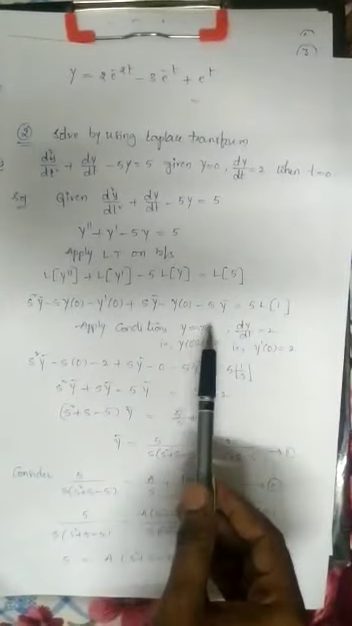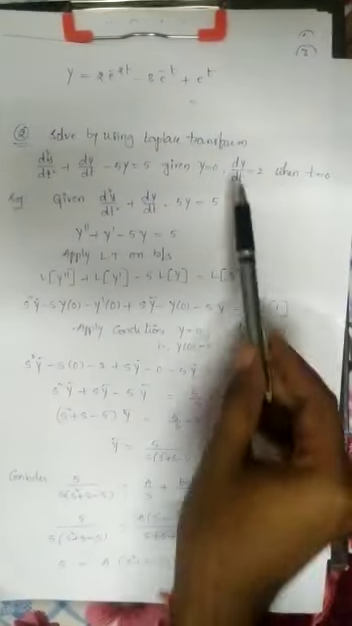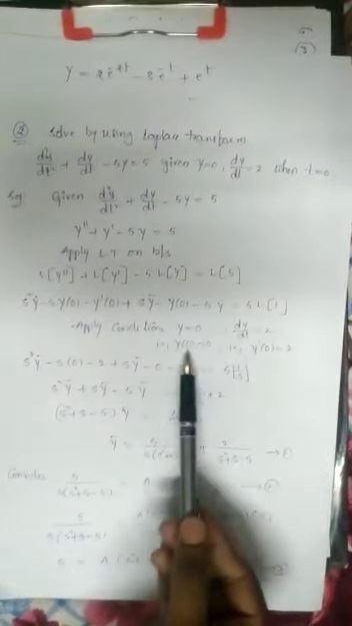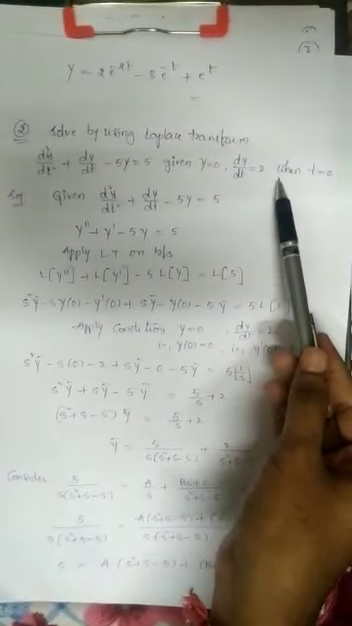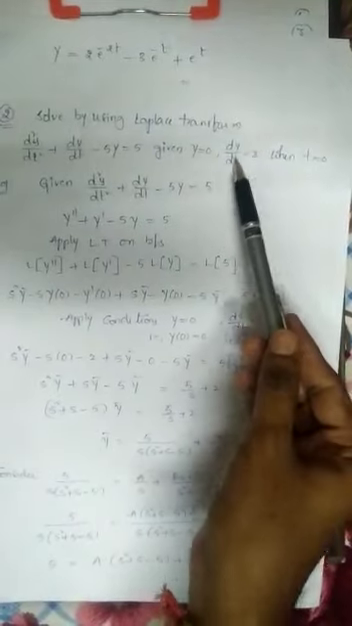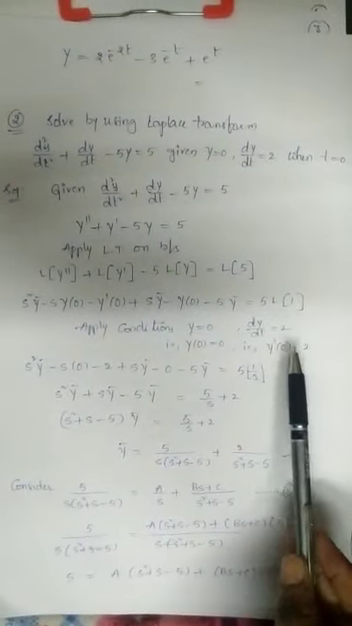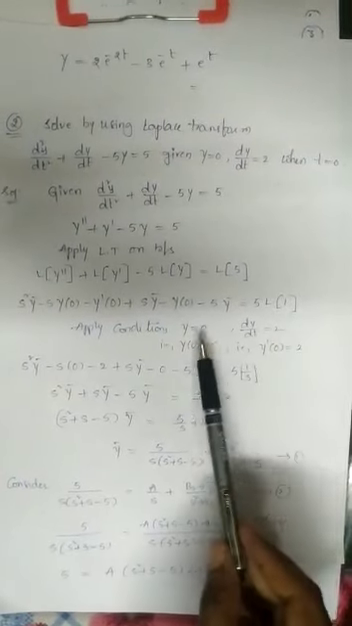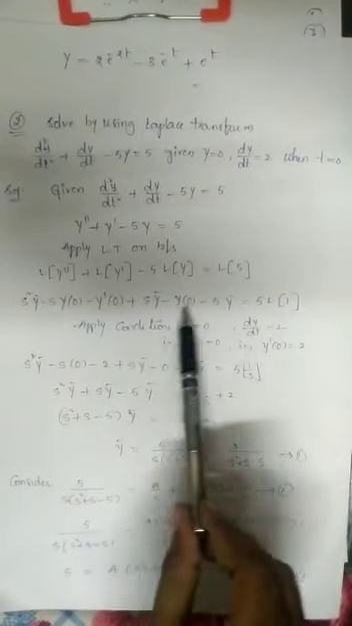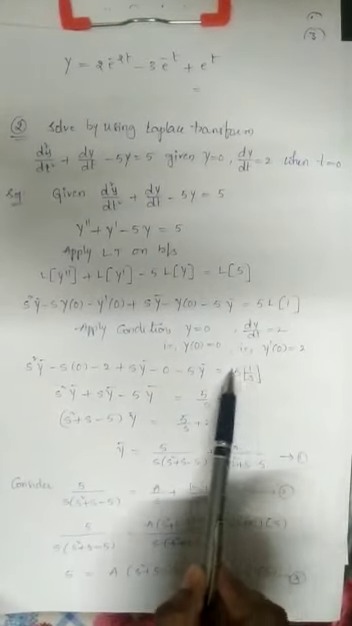Now apply these conditions here. These are the given conditions. y at 0 is given as 0, that is, y of 0 equals 0. And what is the second one? dy by dt at 0 is 2. That means dy by dt, that is the differentiation of y, is nothing but y dash. So y dash of 0 is 2. So these are the 2 initial conditions given. Apply these 2 initial conditions in this equation. Then Laplace of 1 is 1 by s, so you will get 5 by s.